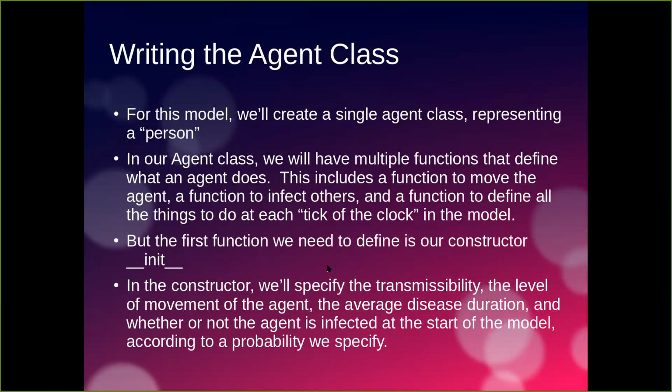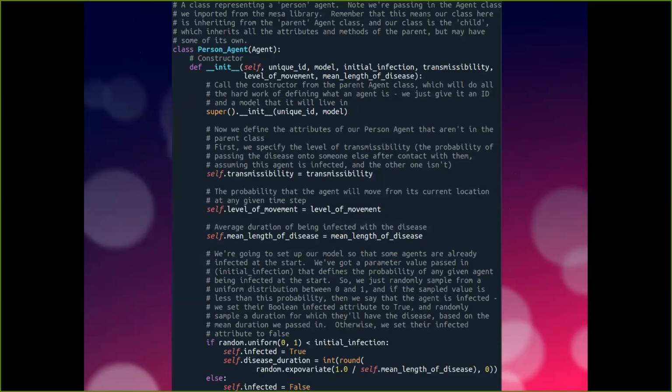So what we're going to do in the constructor is specify the attributes that we want to set. Remember when we talked about object-oriented programming, we said the constructor essentially assembles the object, an instance of that object from the class blueprint. So we're going to use the constructor to put our person together, and we'll get it to set up the transmissibility, the level of movement of the agent, the average disease duration, and whether or not the agent's infected already at the start of the model, according to some probability that we specify. So let's have a look at what our constructor might look like for this.